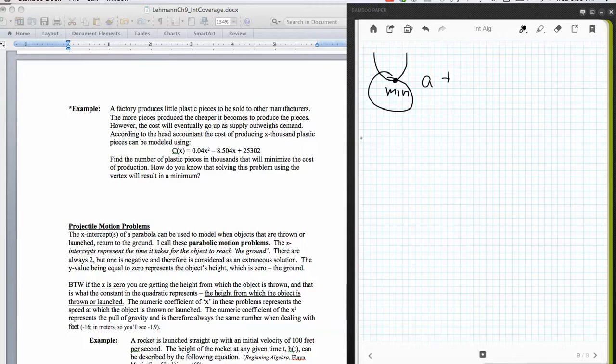Why don't you pause the video and try to figure out how many pieces it will take to minimize the cost. And while you're at it, you might try to find out what is the cost of the minimum amount of pieces that should be made.